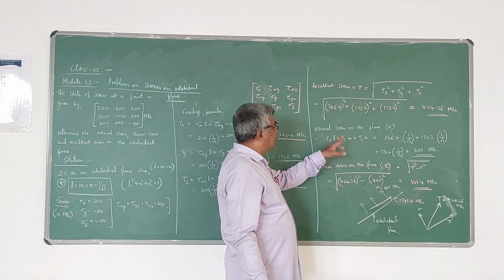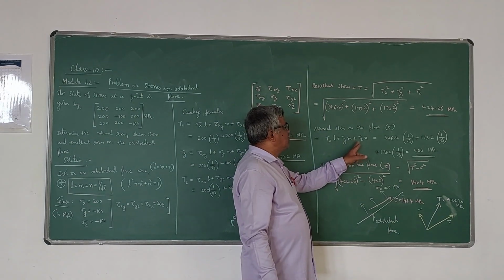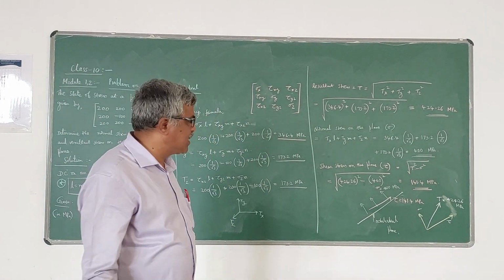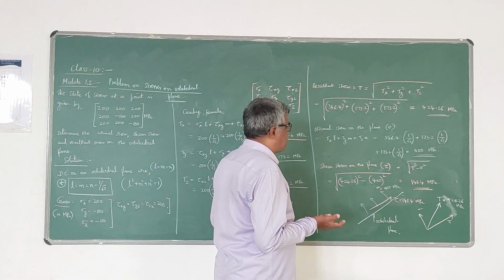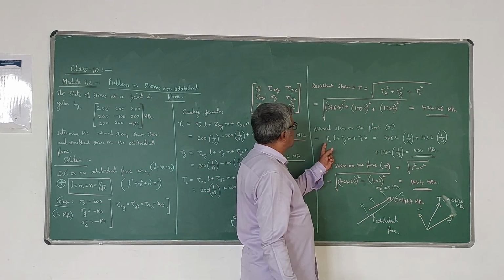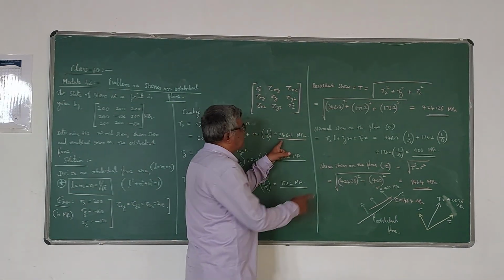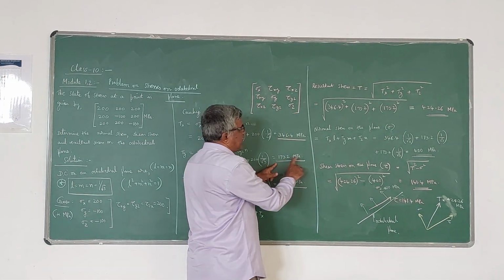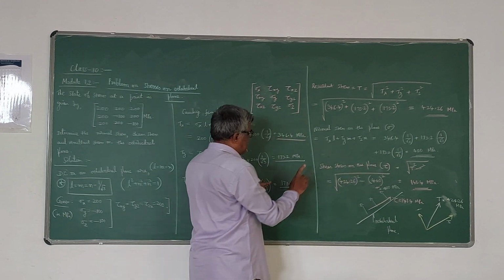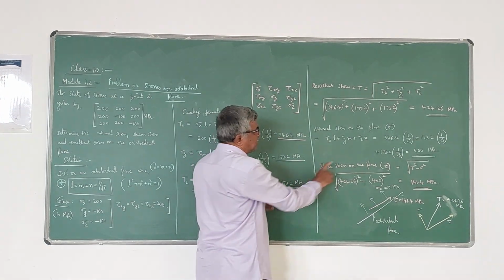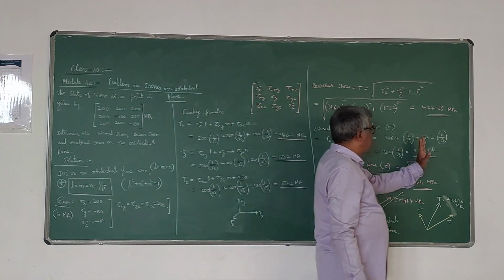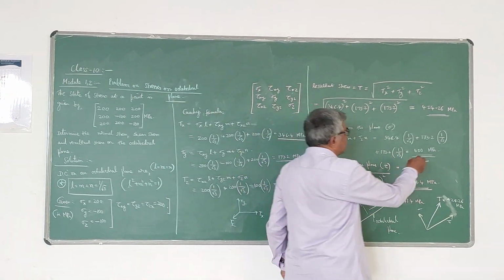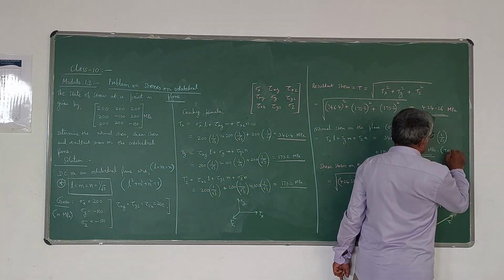So Tx into L plus Ty into M plus Tz into N. That is the formula to find sigma. Sigma is the normal stress. It can be either tensile or compressive. So substitute the values. So Tx is 346.4 into L is 1 by root 3, plus Ty is 173.2 into 1 by root 3, plus Tz is 173.2 into 1 by root 3, and if you simplify, you will get 400 MPa.